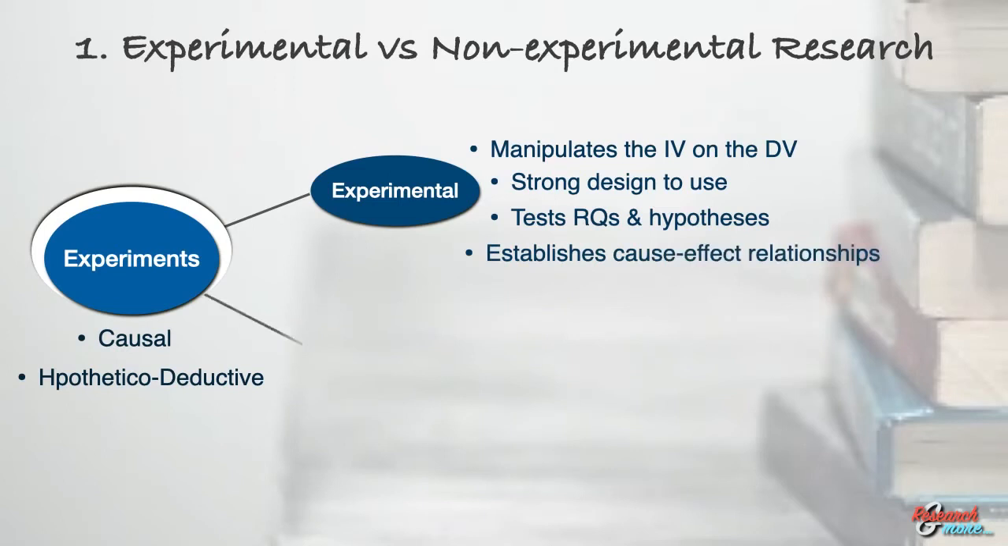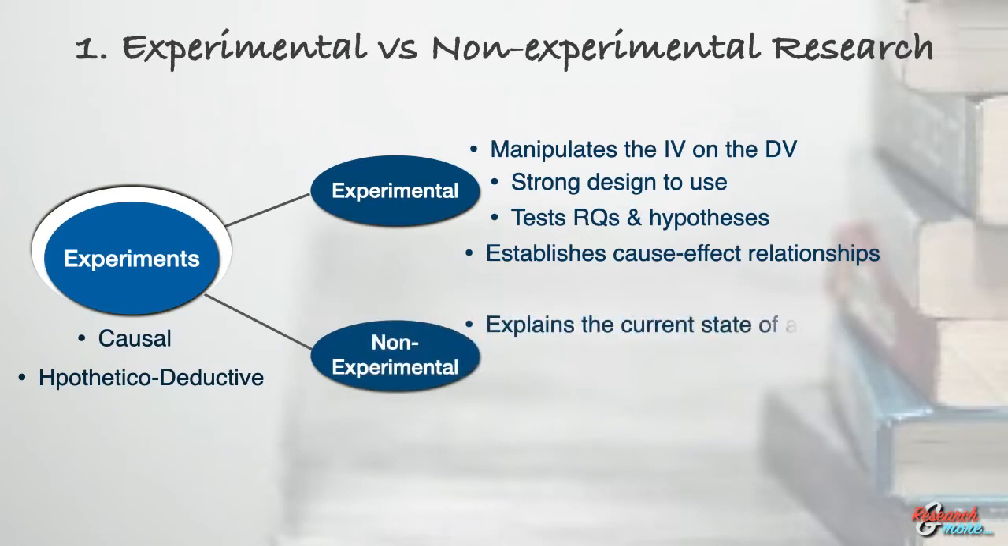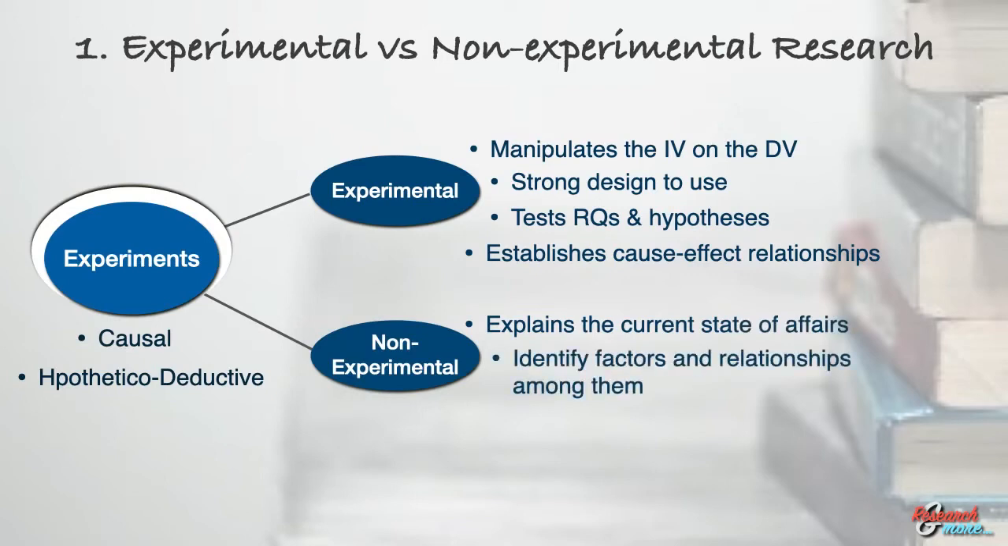A non-experimental research, on the other hand, answers research questions about the current state of affairs. It identifies factors and relationships among them. It is also used in a correlational study.